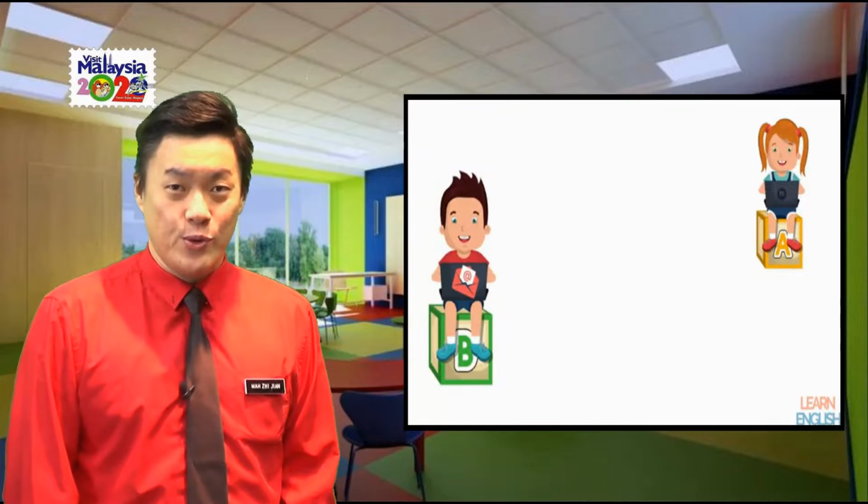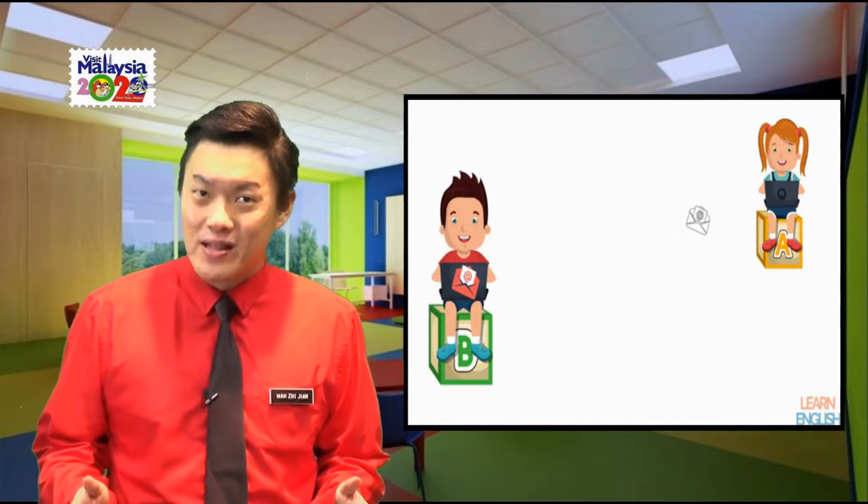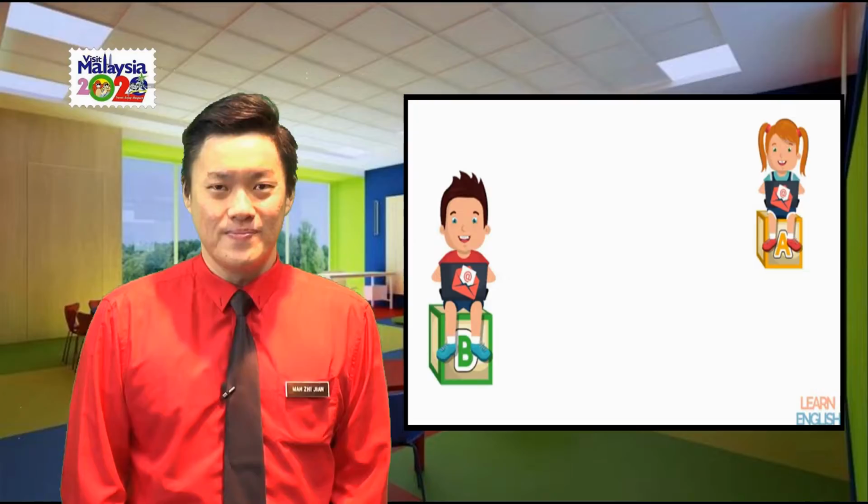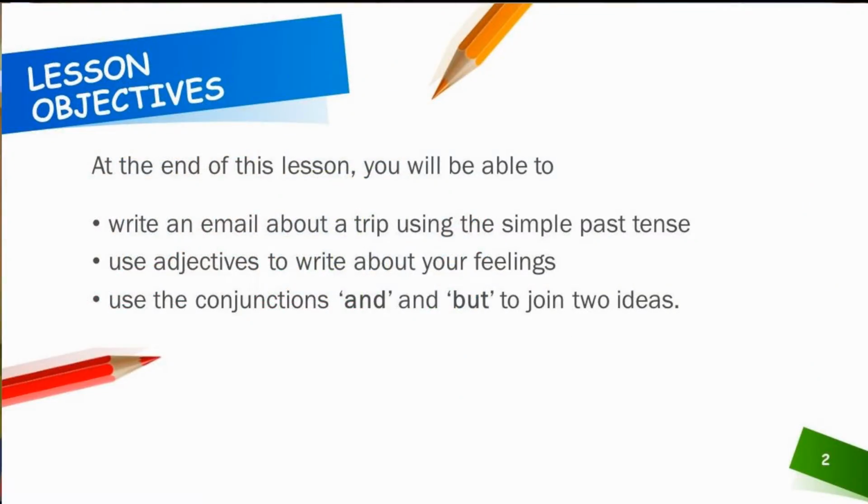Hi, I'm Mr. Ma, and thank you for watching this video. Today, I'll share some tips with you on how to write an email about a trip. At the end of this lesson, you'll be able to: 1. Write an email about a trip using the simple past tense. 2. Use adjectives to write about your feelings. And 3. Use the conjunctions "and" and "but" to join two ideas.